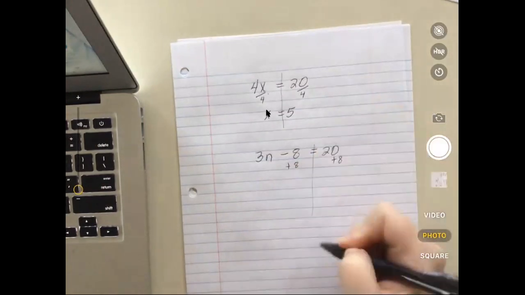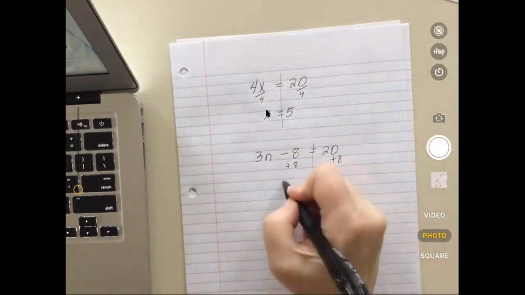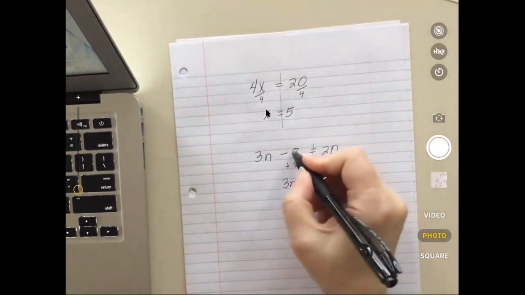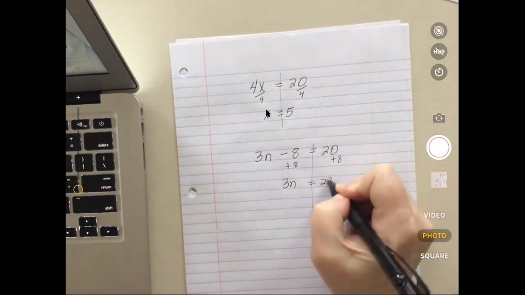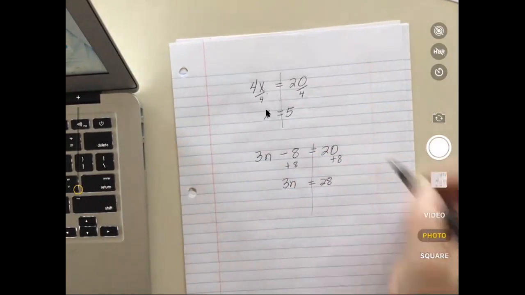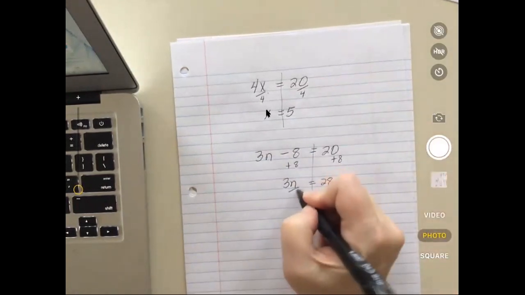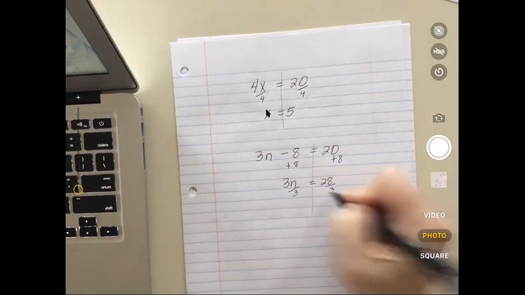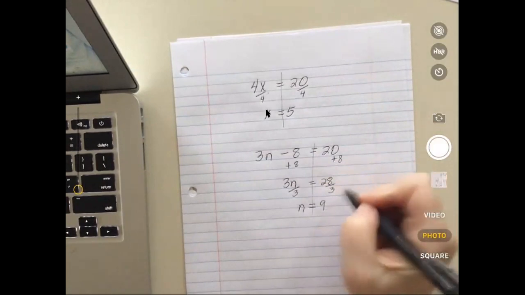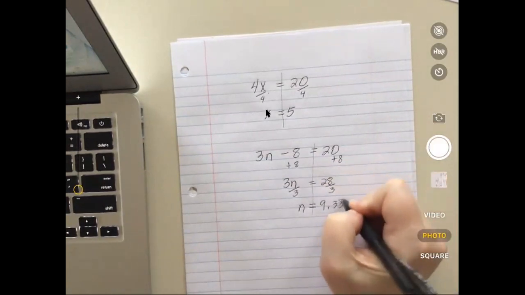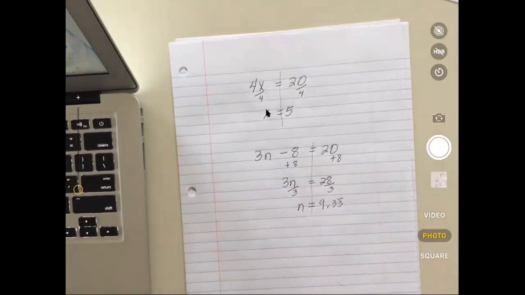I always draw that line. Okay. So 3n, because minus 8 and plus 8 are opposites, they make 0, equals 28. And now it's kind of like the one above there. Divide by 3, because that's the opposite of multiply by 3. And you get n equals, it's a bad one, 9 1/3, 9.33 repeating. I didn't make one that turned out a nice, perfect whole number, but it doesn't matter. Things don't always turn out nice, good numbers. You can use a calculator too if you want.